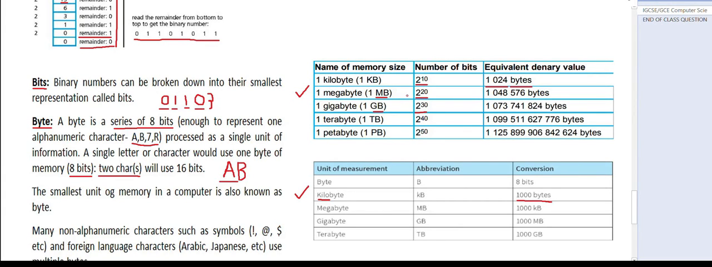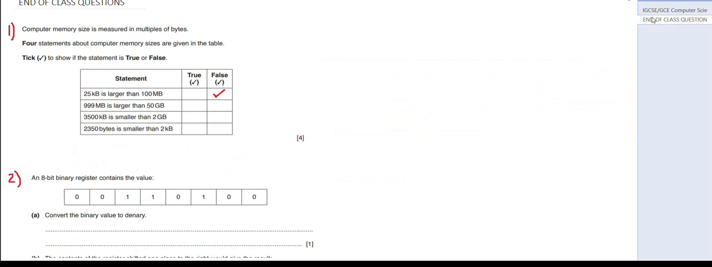1 megabyte is 2 to the power 20 bits. 1 kilobyte is 2 to the power 10 bits. 1 gigabyte is 2 to the power 30 bits, 1 terabyte 2 to the power 40 and 1 petabyte 2 to the power 50 bits. Kilobyte, megabyte, gigabyte, terabyte and petabyte. Right? Now 999 MB is larger than 50 GB. This is false. This is clear cut.